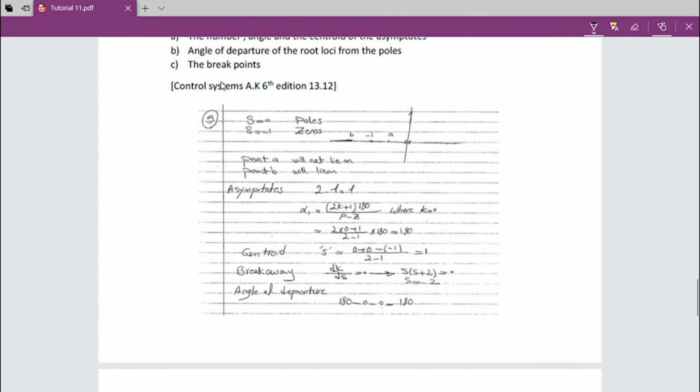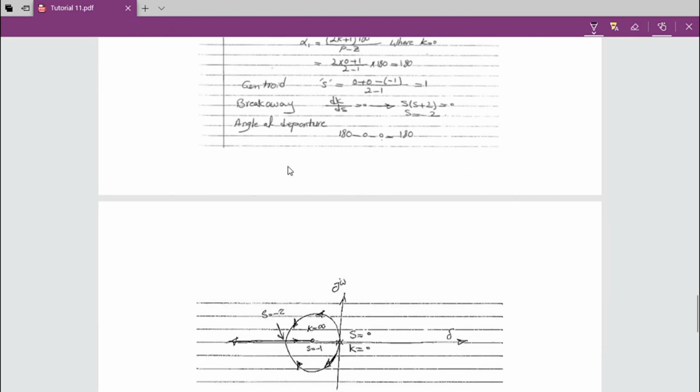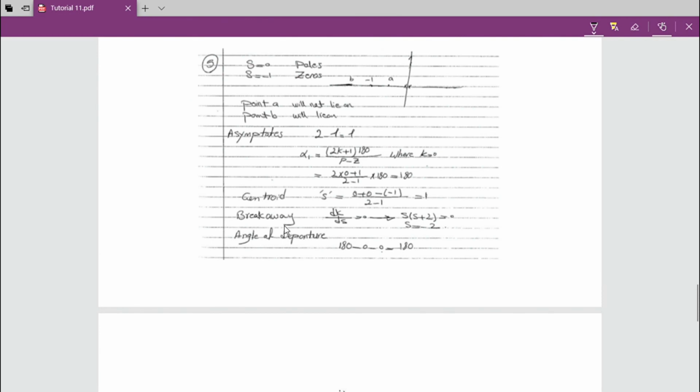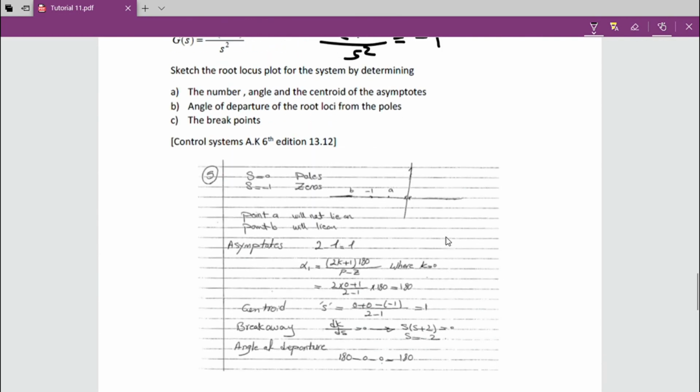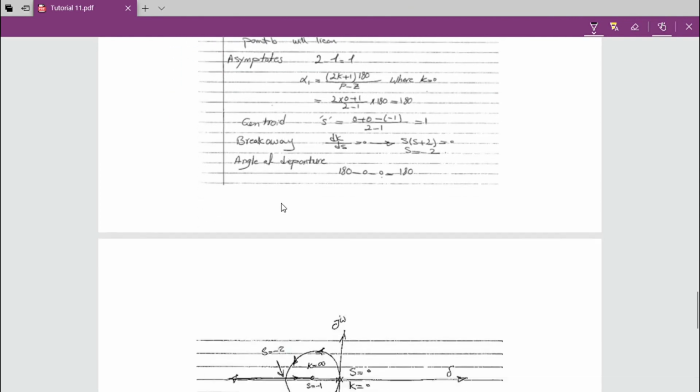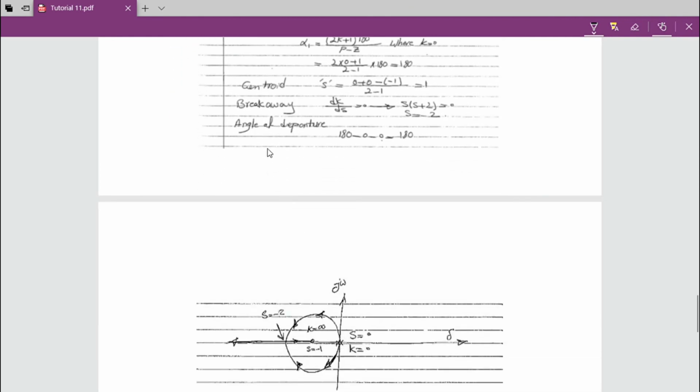And then you need to find the breakpoints. We have already found the breakpoints, right, so it will be at s is equal to 0 and s is equal to minus 2. Now we need to sketch this. So if you sketch this, you know there is a breakaway point at s is equal to 0. There are two poles. So what happens is you start from a pole and you end at a zero, right. So there will be a breakaway point at this particular point, and there will be a break-in point at s is equal to minus 2.